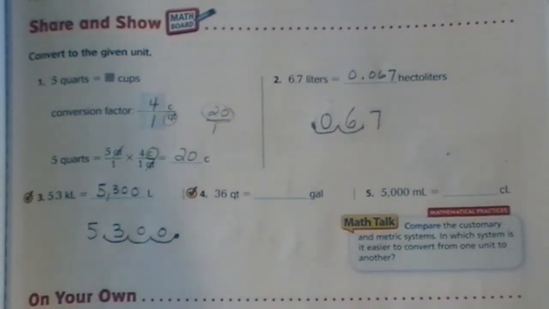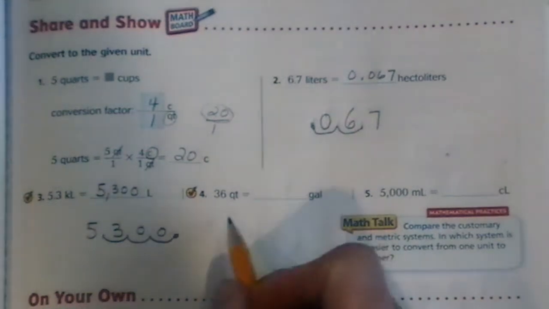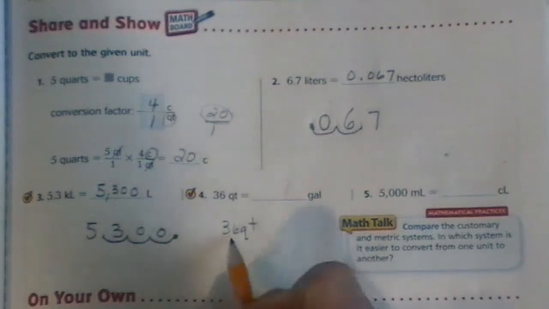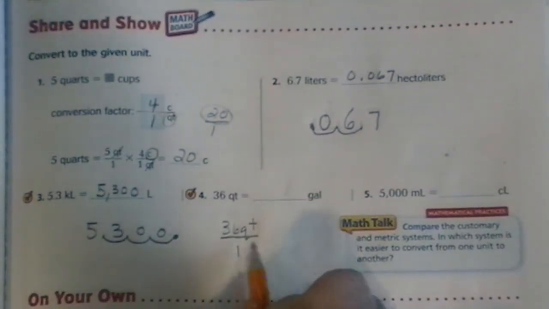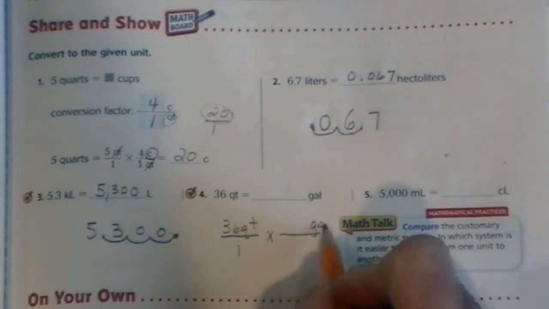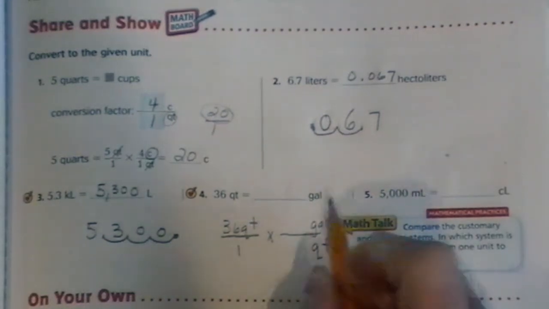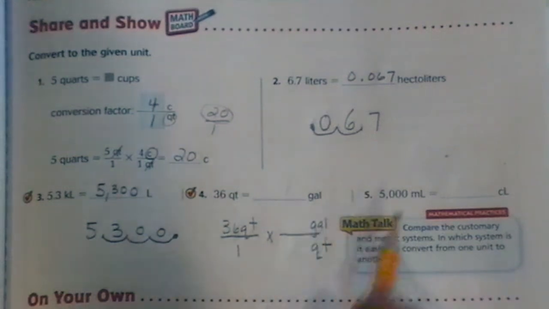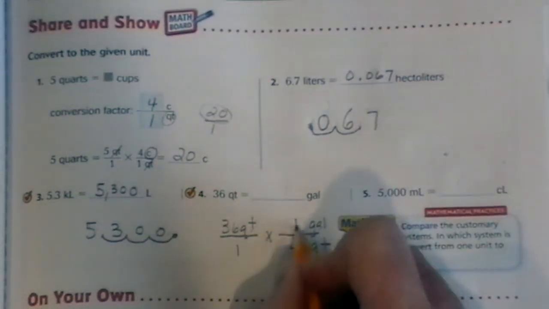All right, number 4 says 36 quarts equals blank gallons. Now this is a standard unit of capacity, so I've got to know what my rate is, my unit rate or my conversion rate. So I'm going from 36 quarts, I'm going to put that over 1, and I'm going to multiply by gallons over quarts, because I want quarts to cancel out and I want to leave off with gallons. So there are 4 quarts in 1 gallon.